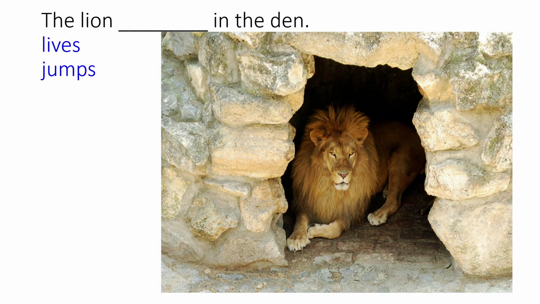Now lion. The lion dash in the den. Lives or jumps. There are two action words. You have to select the correct one. Tell me what should be the correct word for this sentence. The lion dash in the den. The correct action word for this picture is lives. The lion lives in the den. L-I-V-E-S. The lion lives in the den.